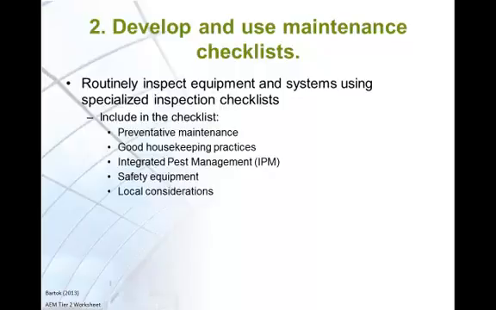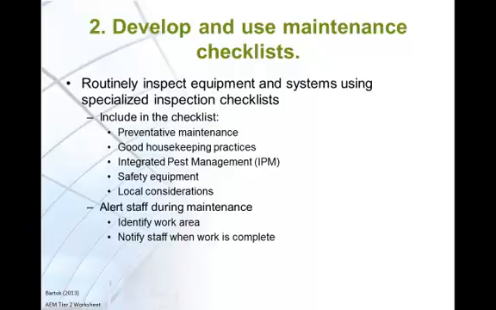In addition, there may be items specific to the local operation that must be considered on a maintenance checklist. When a maintenance inspection or attentive employee uncovers a problem, repairs should be prompt. All staff should be alerted during maintenance and repairs. Identify the work area and notify staff when the work is complete. A log should be kept of problems noted and repairs made.